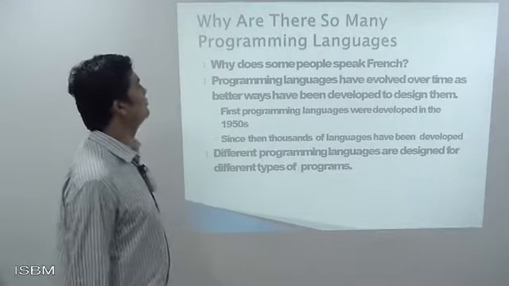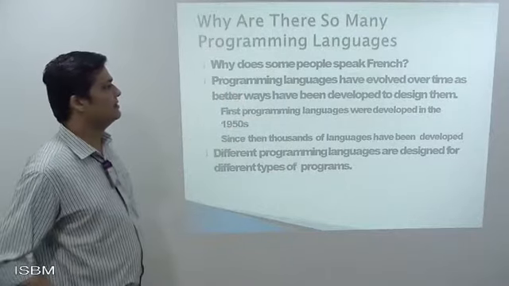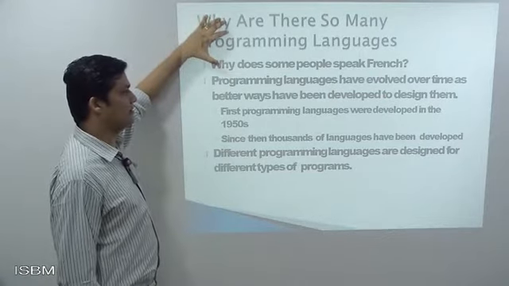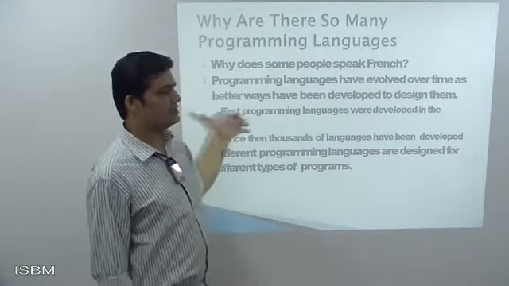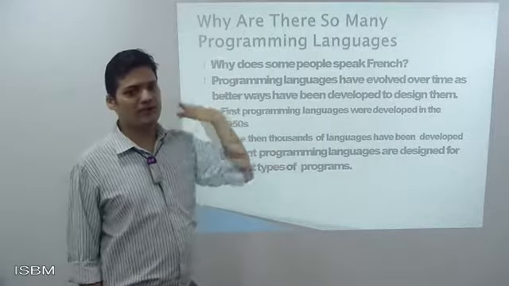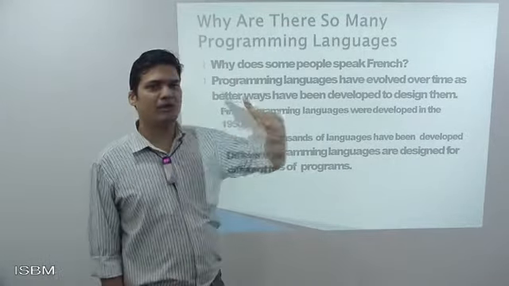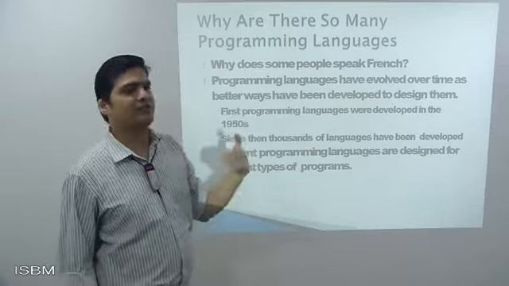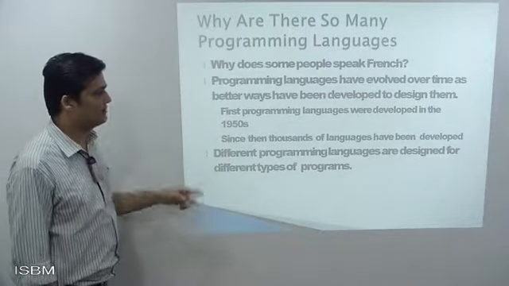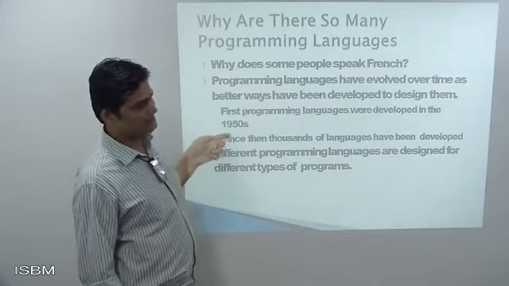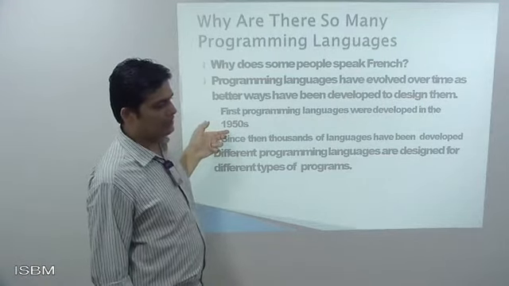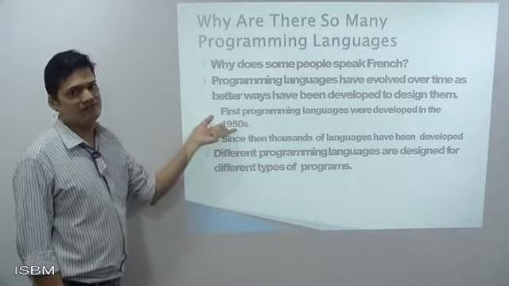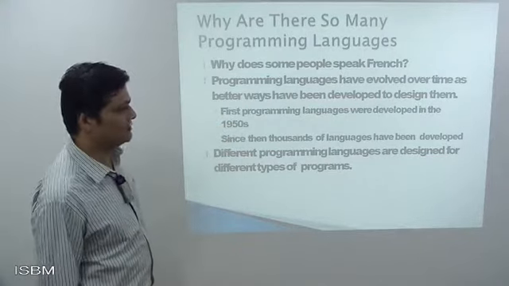Why are there so many programming languages? You could ask, why do some people speak French? Programming languages have evolved over time as better ways have been developed to design them. The evolution has been going on for the last 50 years or so. Year by year, programming languages have been evolving from the first generation to the fifth generation. The first programming language was developed in the 1950s, so almost 68 or 70 years back the first generation language evolved. Since then, thousands of languages have been developed.